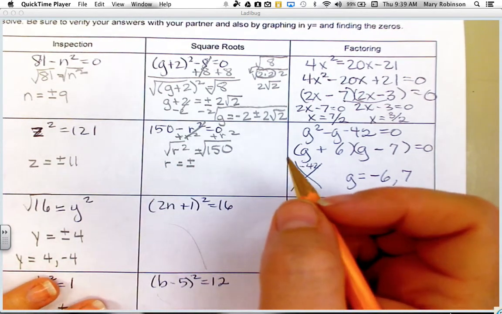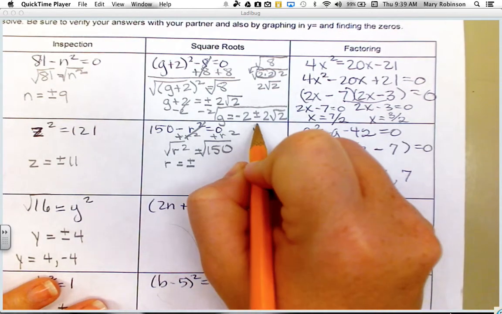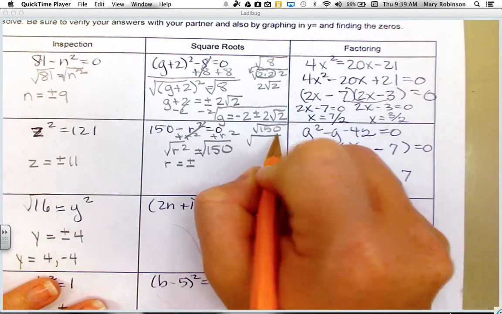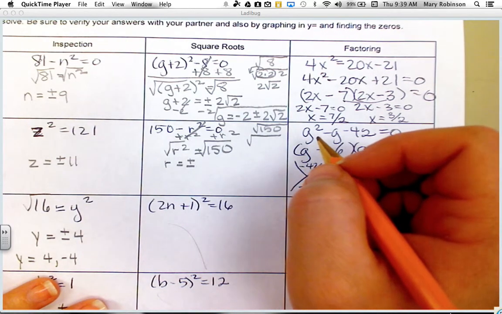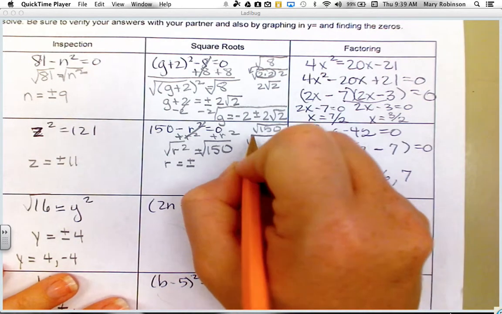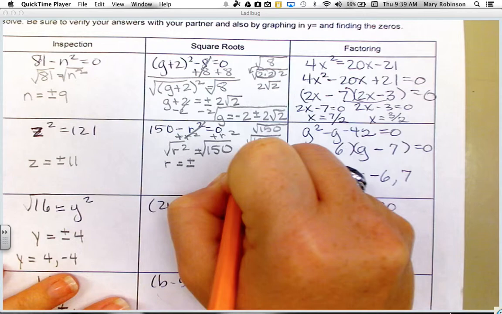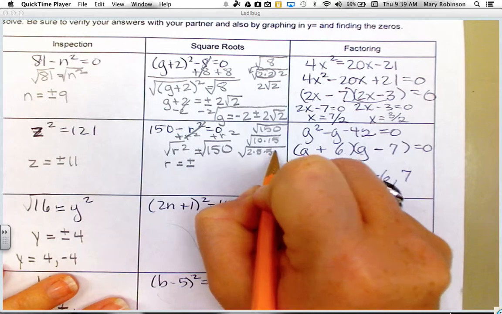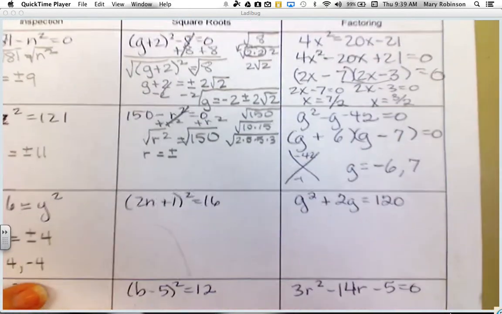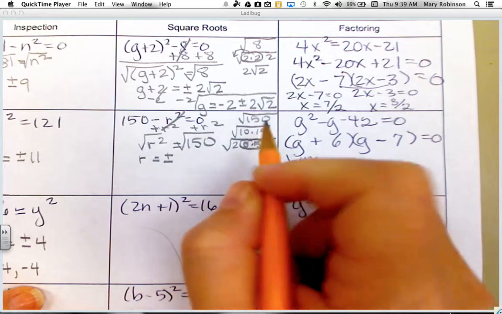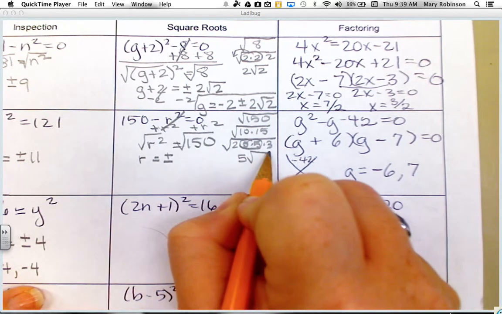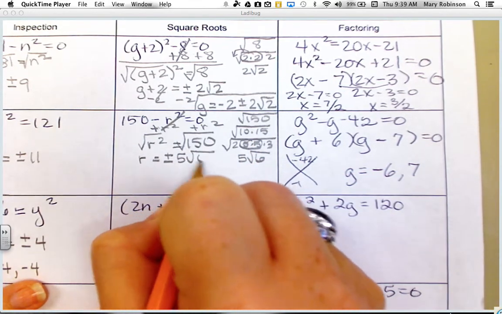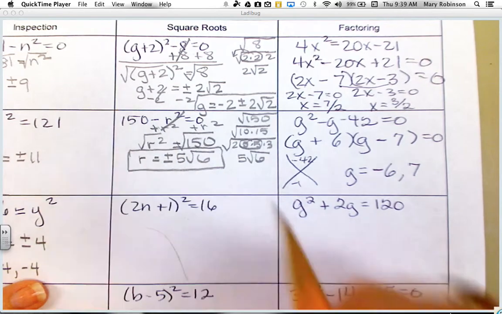Don't forget that step. But we got to think about what are the factors of 150. We got to simplify that. 150 is made up of what two factors? Try 10 and 15. 10 breaks down to 2 and 5, and then 15 breaks down to 5 and 3. And then we have a group. So what are we going to have? Go ahead, Antoine. 5 square root of 6. And that's it. R is equal to positive or negative 5 square root of 6.